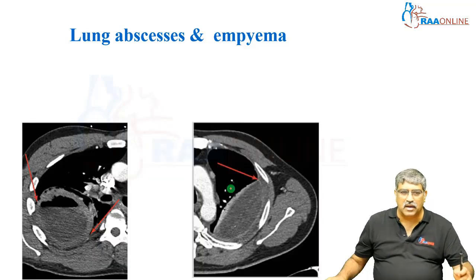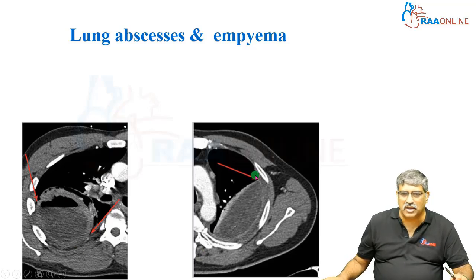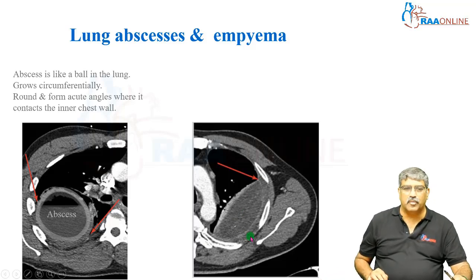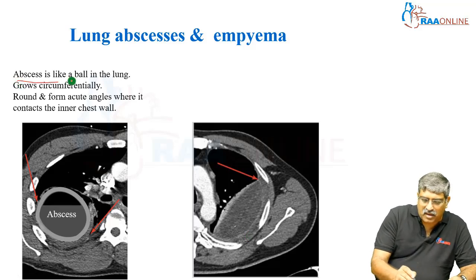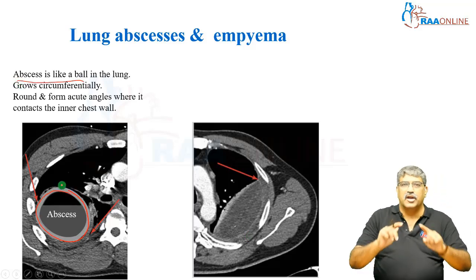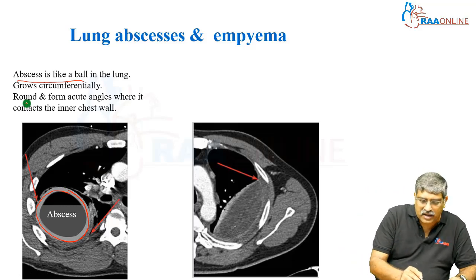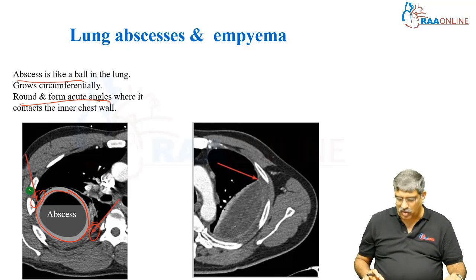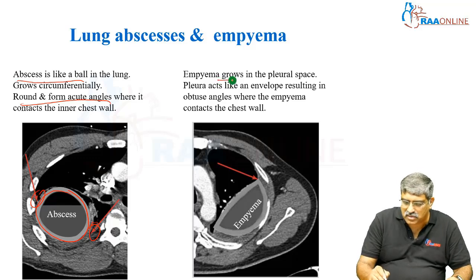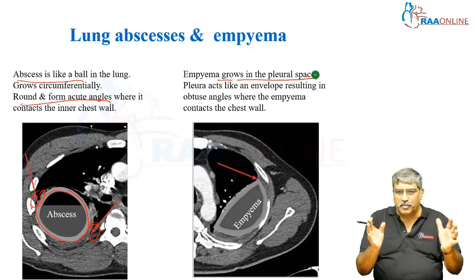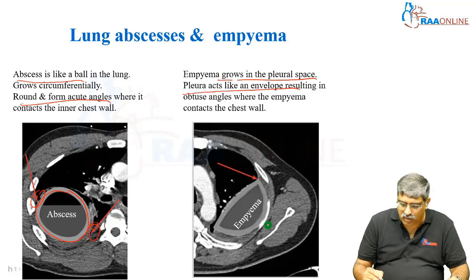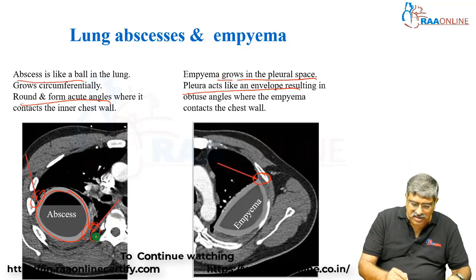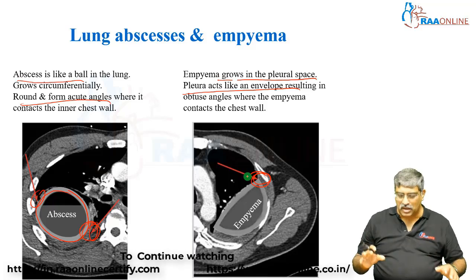Here you can see the lung abscess, a rounded lung abscess, and here you can see the empyema, which is a collection between the visceral and parietal pleura. The abscess is like a ball in the lung. It grows circumferentially and it is round and forms an acute angle when it contacts the inner chest wall. But empyema goes in the pleural space between the visceral and parietal pleura. The pleura act as an envelope, resulting in an obtuse angle where the empyema contacts the chest wall. In abscess, it is an acute angle, but in empyema, it is an obtuse angle.